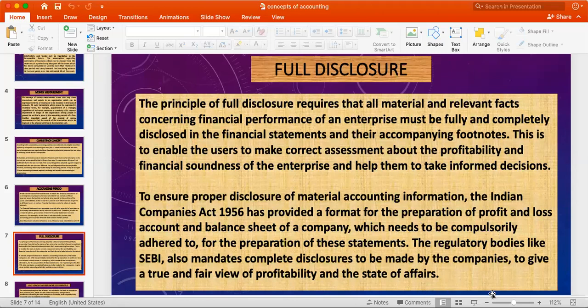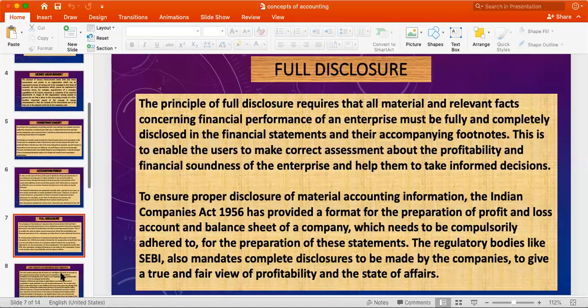The regulatory bodies, like SEBI, as I told you, the Securities and Exchange Board of India, also make it compulsory to show the complete disclosures to be made by the companies to give a true and fair view of profitability and the state of affairs. So they are making it mandatory for the companies to show a true picture of whatever profit they are earning or loss, and what are the assets and liabilities. State of affairs means the financial position, assets and liabilities of the business. So they have to show it very fairly.